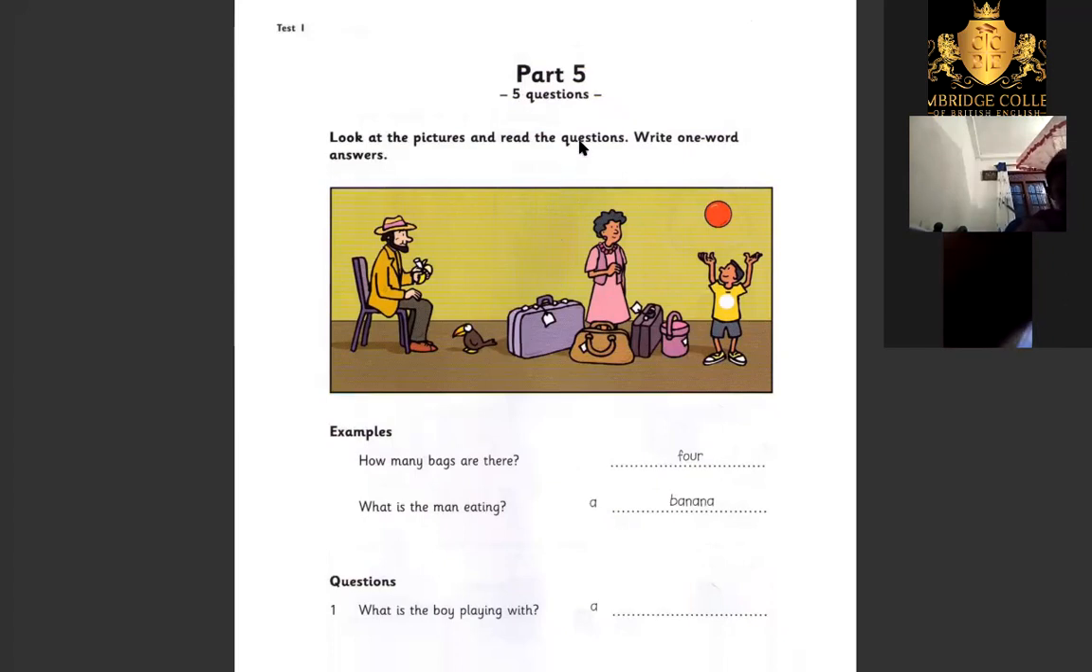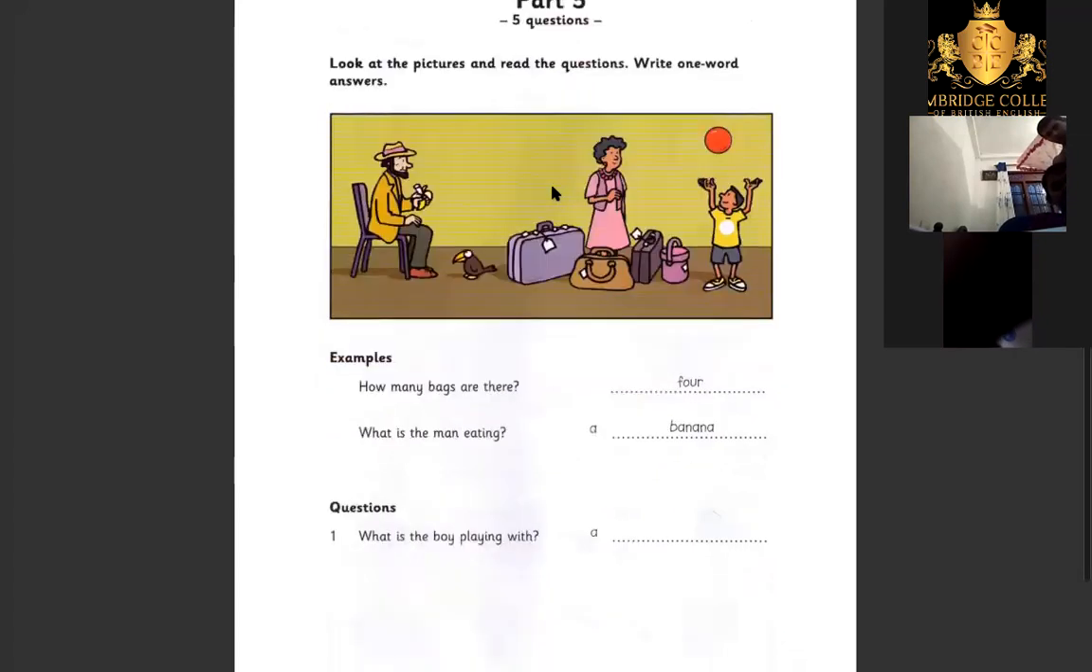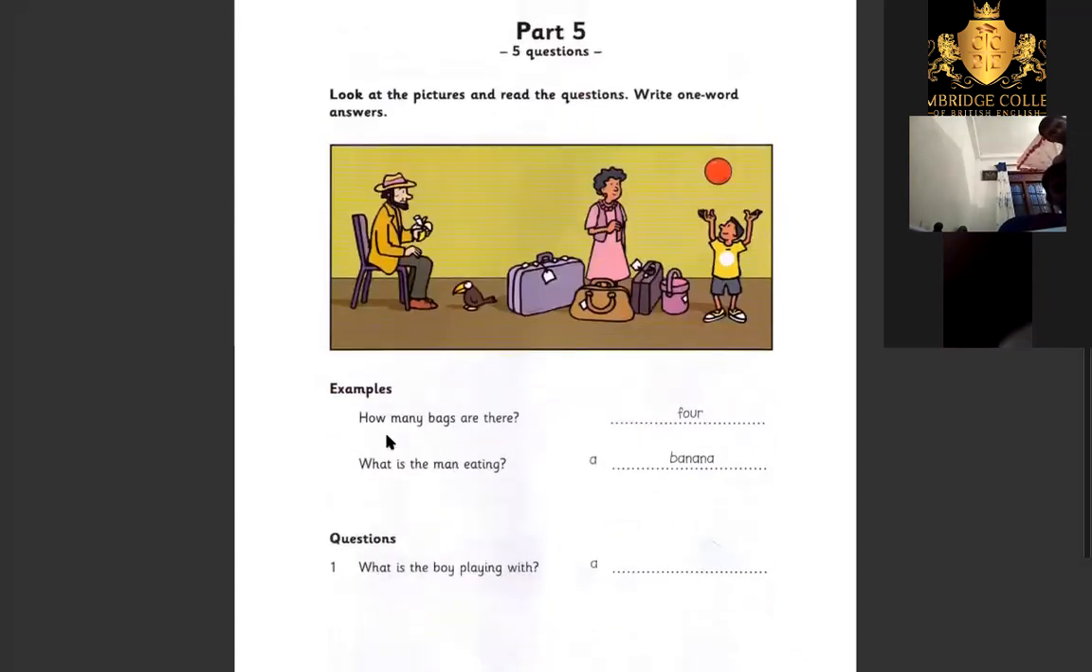Look at the picture and read the questions. Write one word answers. Read carefully, look at the picture, and write a one word answer. We'll go through the two examples. How many bags are there? 1, 2, 3, 4. How many bags are there? 4 bags.